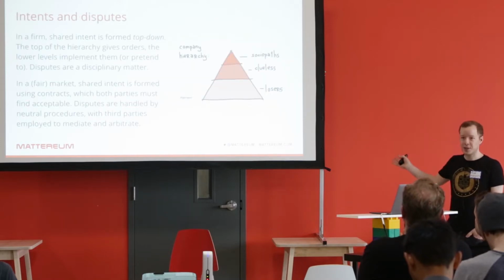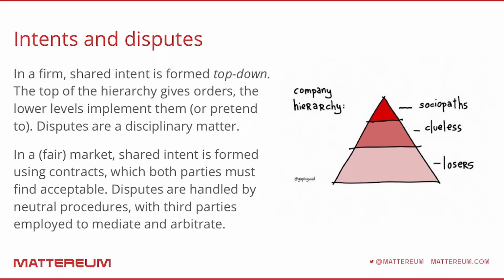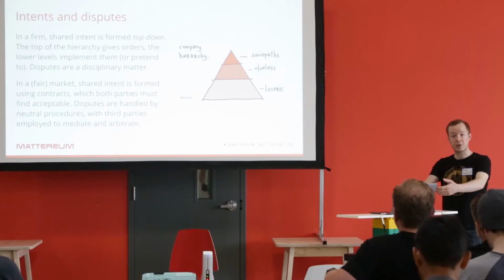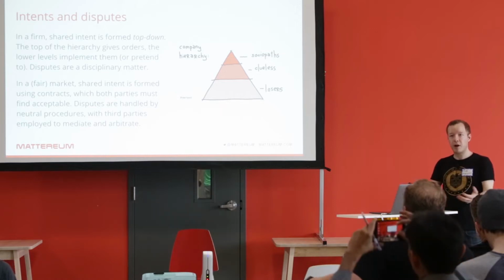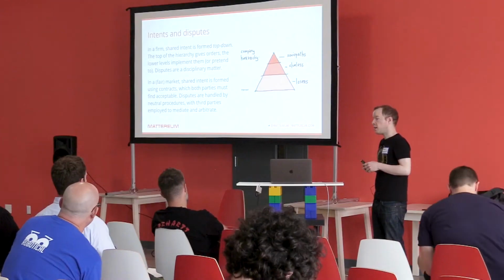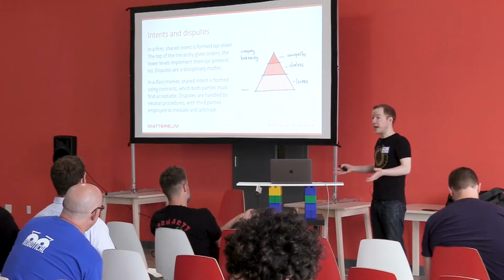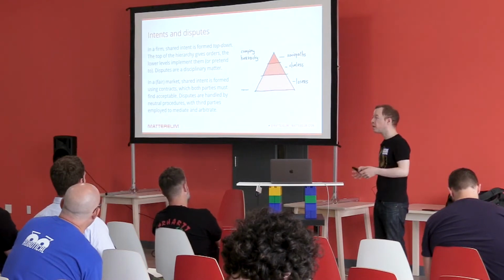I had to include this, because this is the thing that first got me interested in Ribbonfarm, which is obviously the hierarchy of sociopaths, clueless, and losers. And this is ultimately how firms work. The shared intent is formed top-down. The leaders give instructions. People below them need to figure out and interpret those instructions to the best of their ability or inability. And then at the bottom of the pyramid, there are some people whose job is to allegedly actually do these things or pretend to do them.